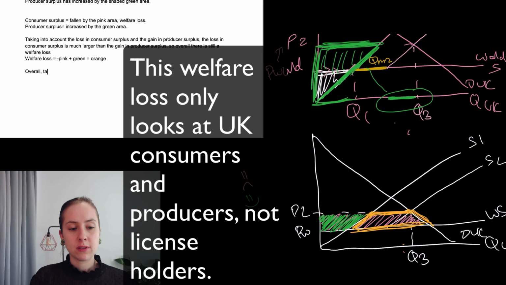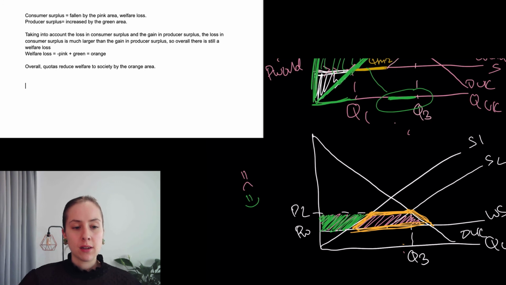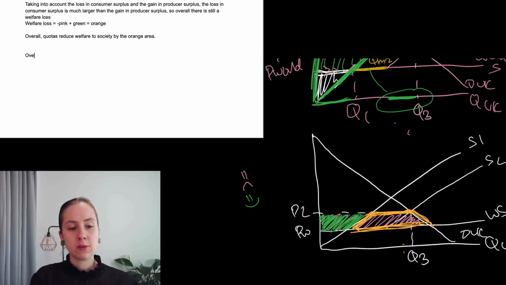So overall, quotas reduce welfare to society by the orange area. And this is, as we said, because the consumers lose out and the producers gain, but it's not enough of a gain to make things better. So the overall conclusion of a quota is that it harms social welfare. It's not that simple though, it benefits producers.